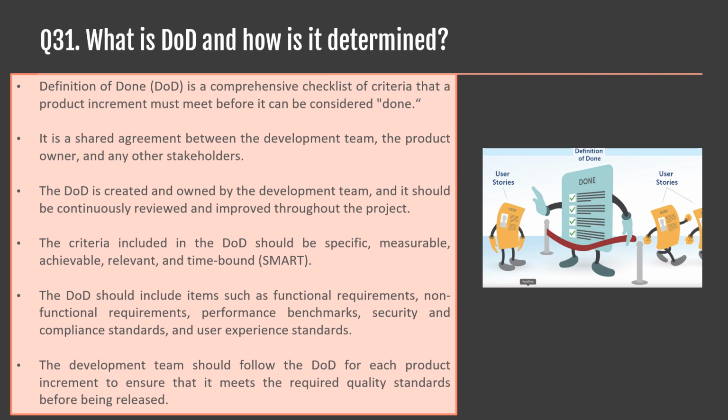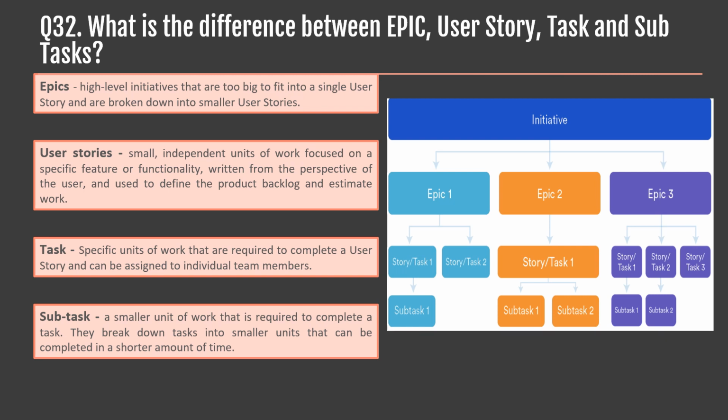The DoD is a key component of Scrum because it provides a shared understanding of what it means for work to be done and ensures that quality measures are met for each increment delivered. This helps to create transparency and builds trust among stakeholders while also supporting the continuous improvement of the product over time. Question number 32. What is the difference between epic, user story, task and subtasks?